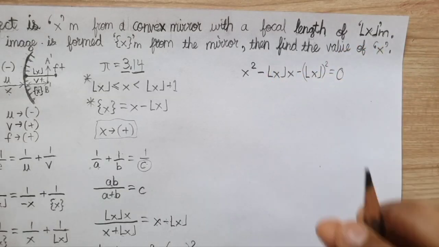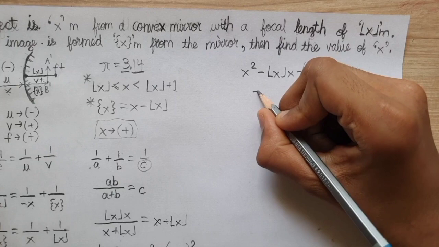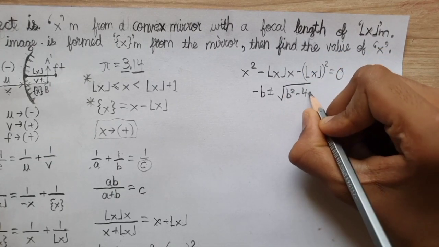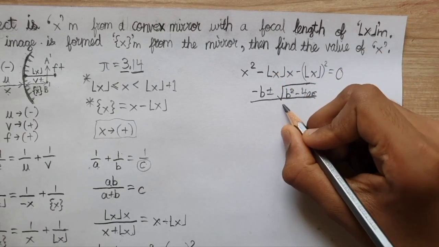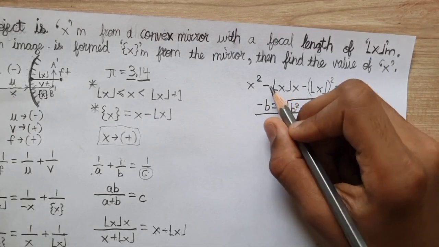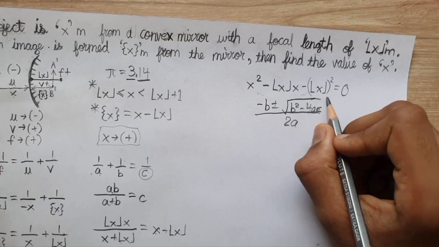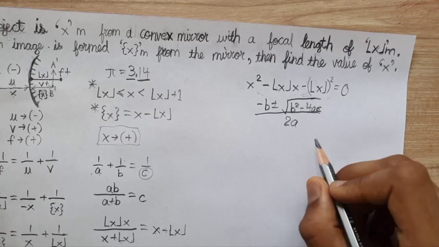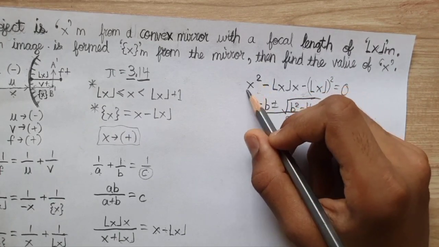Now to find x, we have to use the quadratic formula, which is minus b plus or minus root b squared minus 4ac by 2a. So our b is going to be minus floor of x, the coefficient of the x. Our c is going to be the constant over here. Well, it's usually a constant, but here it happens to be minus floor of x whole squared. And our a is going to be 1 because the coefficient of x squared is 1.